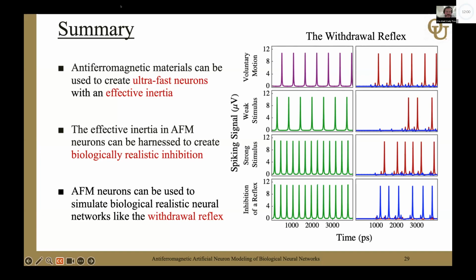What is, say, like a follow-up to this? Are you going to continue modeling biological circuits? If so, what do you have in mind?